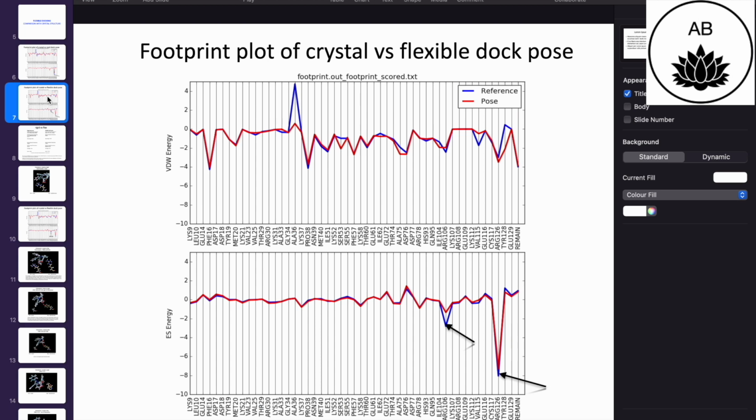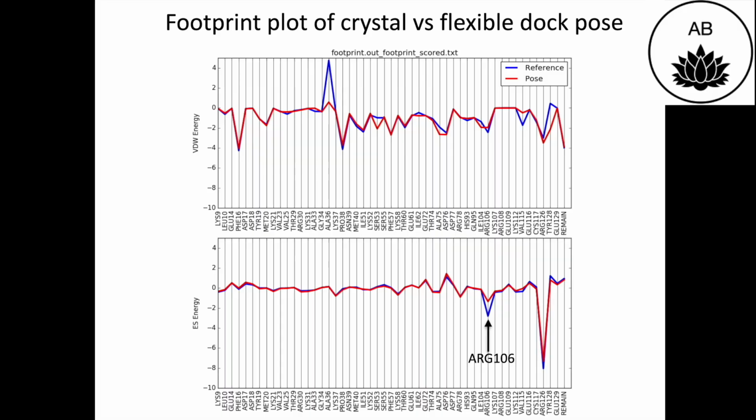And that's what you see in the graph. See, the red is the docked pose and its energy at R106 is higher, so it is less stable, and that's because of the loss of interaction with arginine 106.